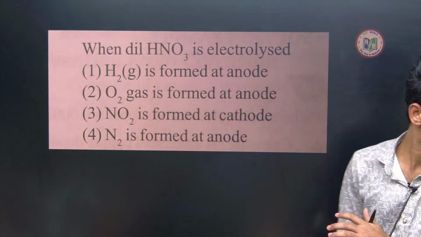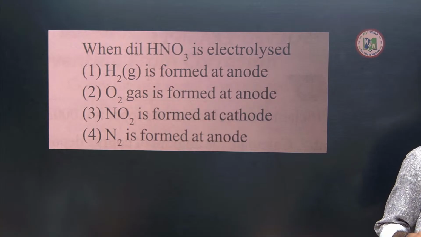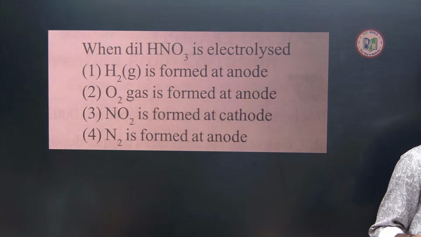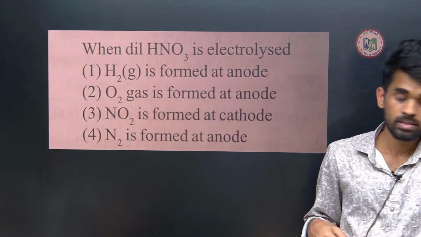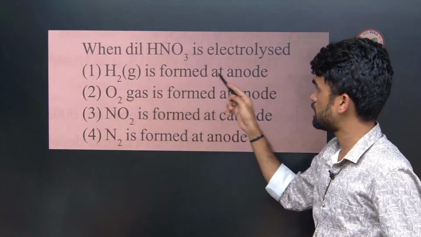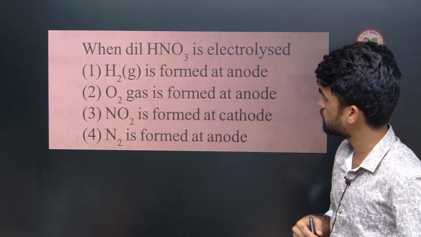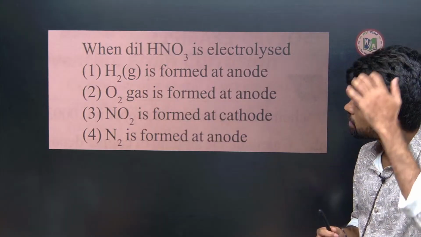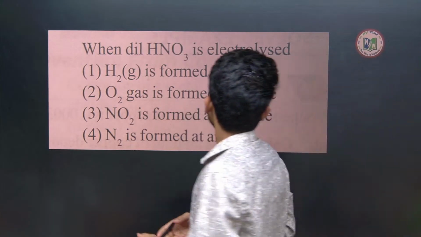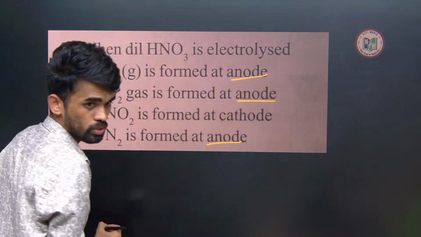Now tell me fast. When dilute HNO3 is electrolyzed, H2 is formed at anode. Read, O2 gas is formed at anode. So tell me which is correct. They are giving more options about anode now. Let us look at the anode first.